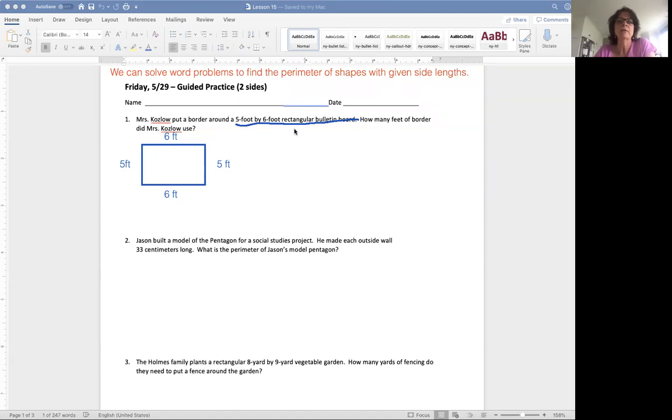All right, so we've read the problem and underlined our knowns. We have drawn a picture and labeled it. Now we need a number sentence. And remember, we start our number sentences for a perimeter with a P equals. Capital P stands for perimeter. And remember, perimeter is the distance around a shape. So if I take my arrow here and trace around the shape, I have 5 feet plus 6 feet plus 5 feet plus 6 feet. So that's what my number sentence will be, 5 feet plus 6 feet.